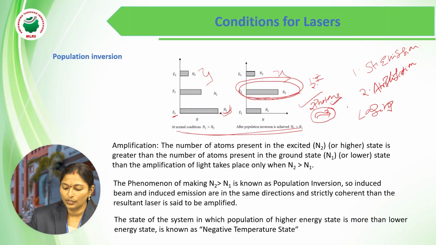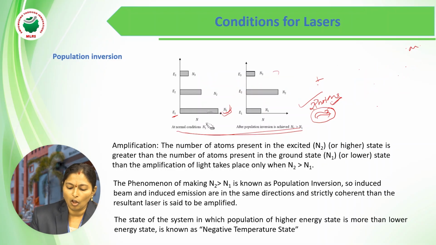One is the induced absorbed, that means the incident photon, and the second one is the photon energy we are giving in the excited state. These two photons are following the same direction, having the same wavelength, coherence, intensity and brightness. Due to this, what is going to happen? We are getting the amplified laser light.